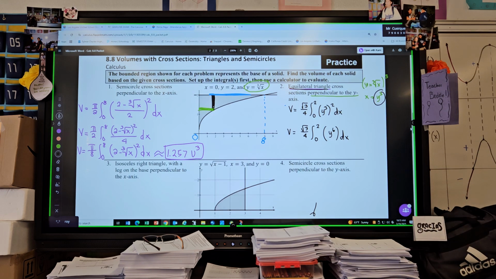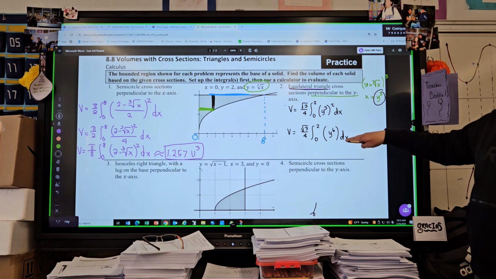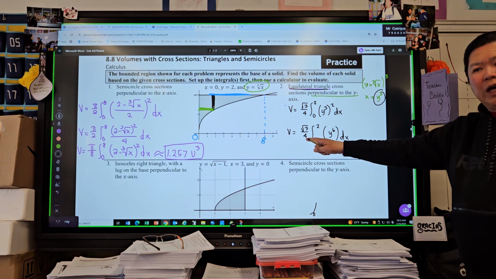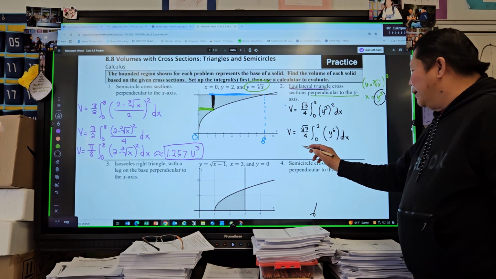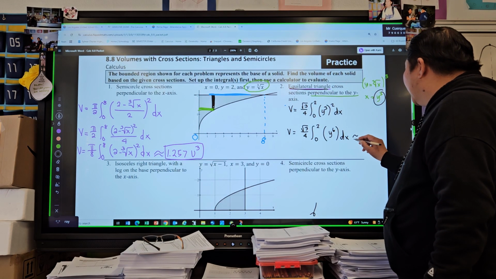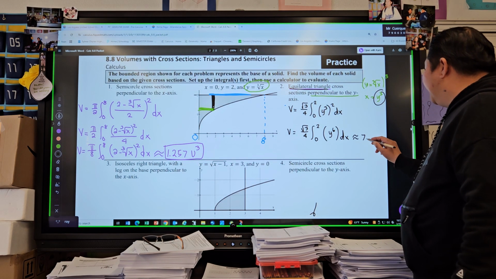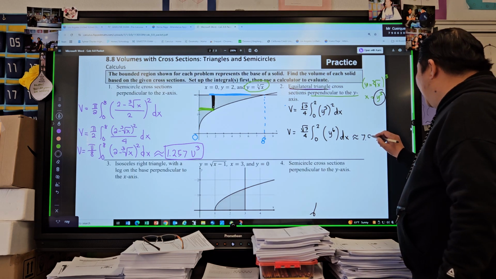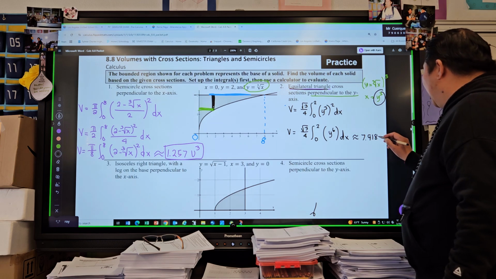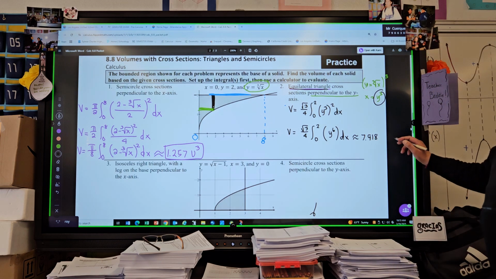And I forgot to square it. We both did. You forgot to square. Okay, but this time this is already simplified, right? So grab a calculator now to evaluate this one. And approximately you have 7 point. What do you have, Chris? 7.918. Sounds about right. Is this your final answer, Chris?